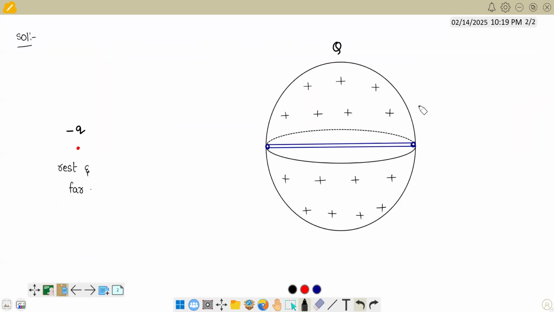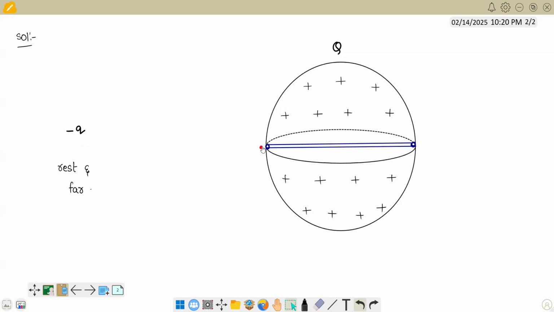So basically, this is the diagram situation. We have a large sphere with uniformly distributed charge, and we have a charge minus q at rest, very, very far. Initially, they are very, very far. Now, this positive charge will attract this negative charge, isn't it? So because of attraction, my negative charge would slowly start to move towards this.